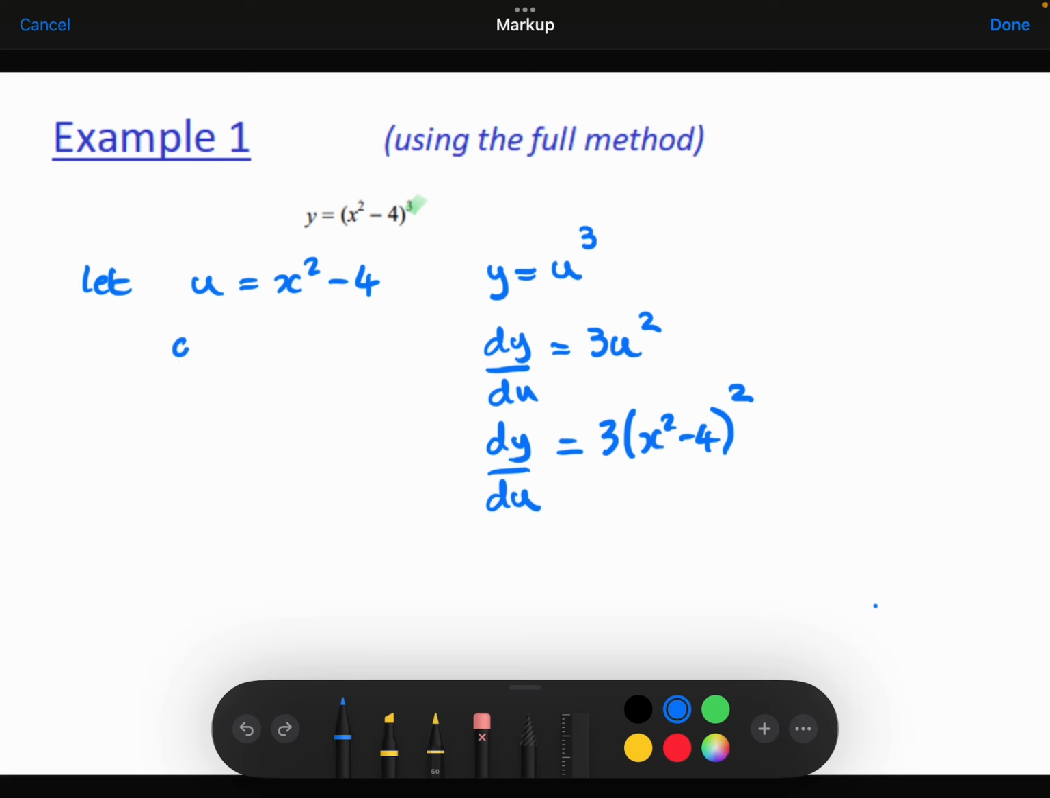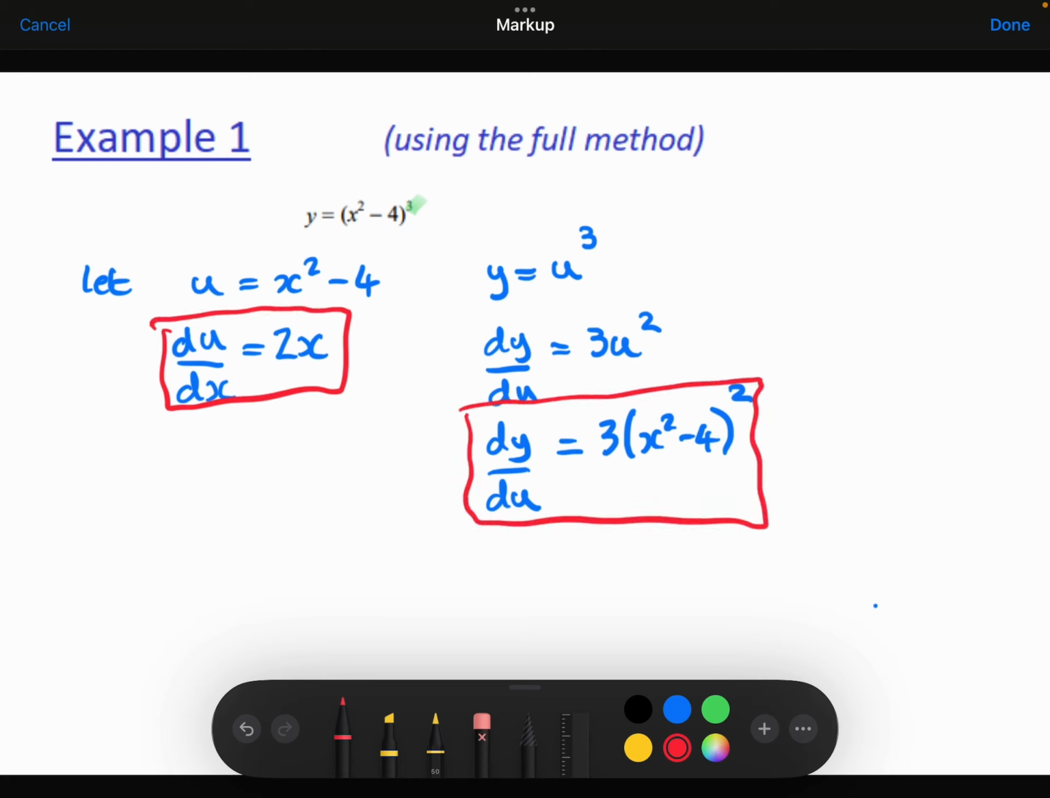So what I'm going to do is come to my substitution, u equals x squared minus 4, and differentiate that with respect to x. Differentiating the x squared, we get 2x. Differentiating the minus 4 will be 0. So I found that du by dx is 2x, and I've found dy by du is 3 lots of x squared minus 4 all squared.